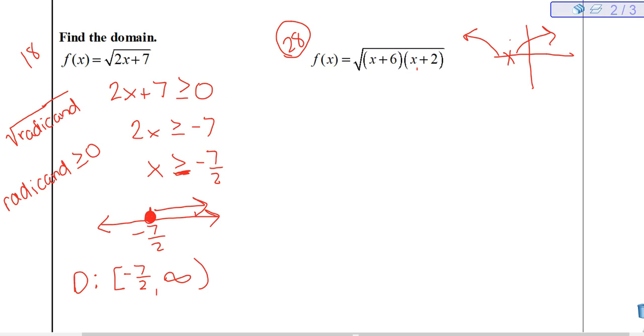So here we go. We're going to get our zeros. So x plus 6 has to be greater than or equal to 0 pretty much. But we'll go ahead and just say equals 0, and x plus 2 equals 0. So we get our two zeros. x equals negative 6, and x equals negative 2. So a negative 6 or a negative 2 will produce a 0 under our square root.